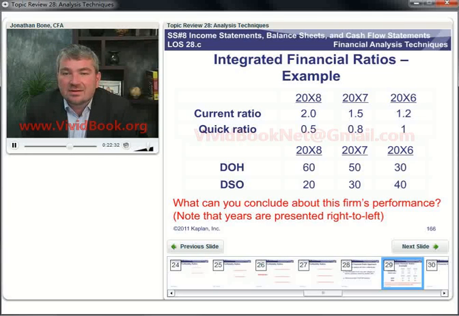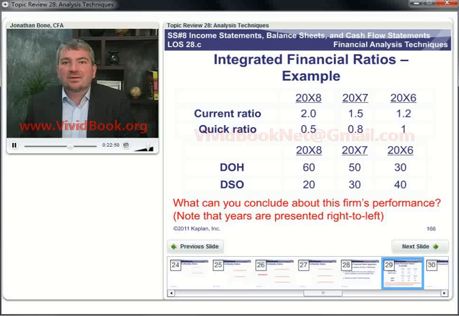Now let's have a look. Do the days of inventory on hand suggest that that is the case? Yes, of course it does. Look, they were 30 days of inventory on hand, they're now 60. Let's have a look at days of sales outstanding. Was 40, now 20. It looks like our firm is improving its credit collection.